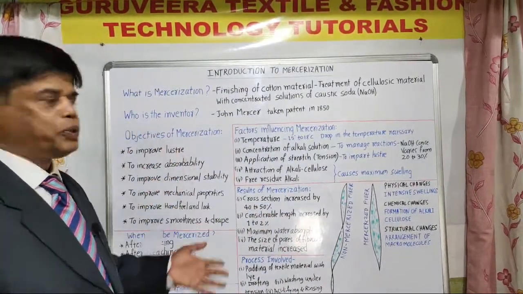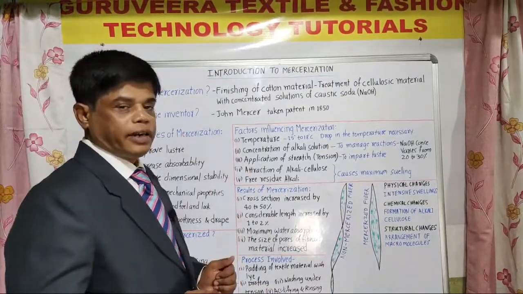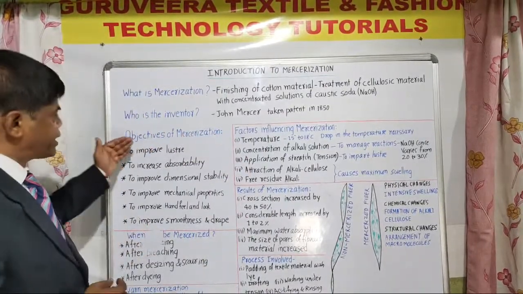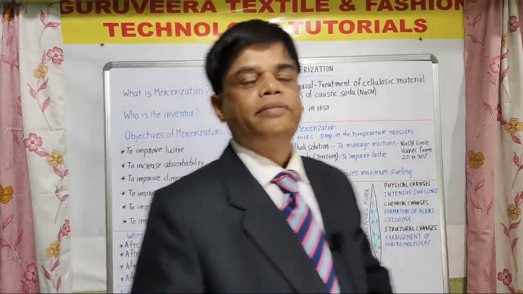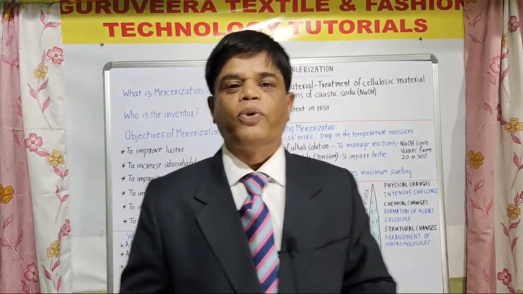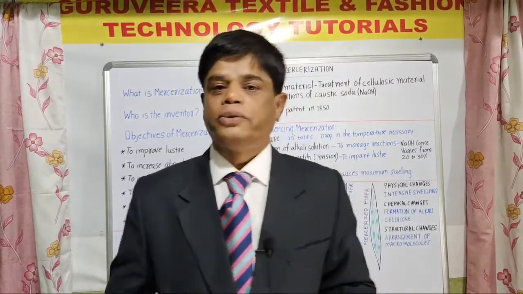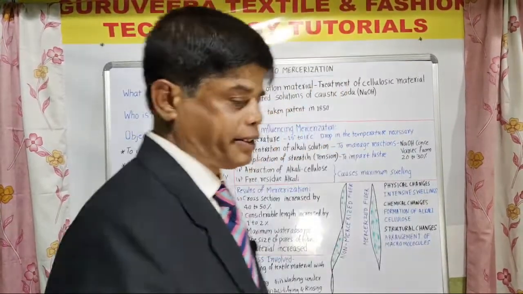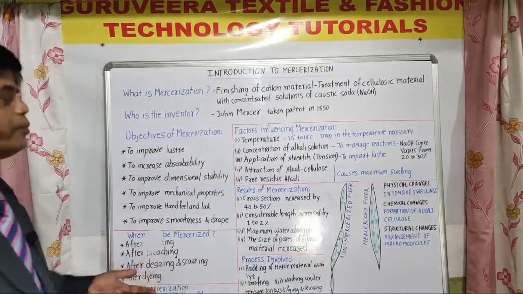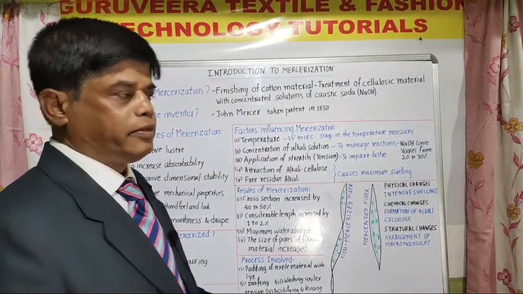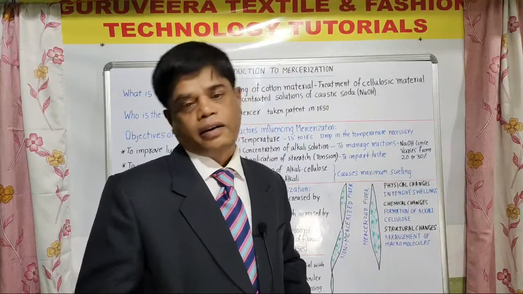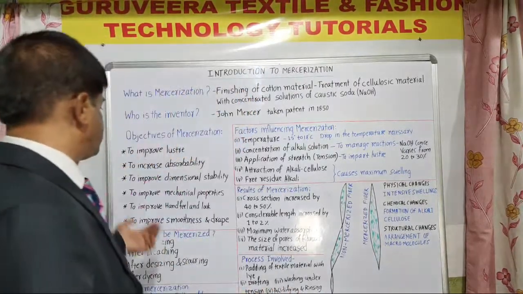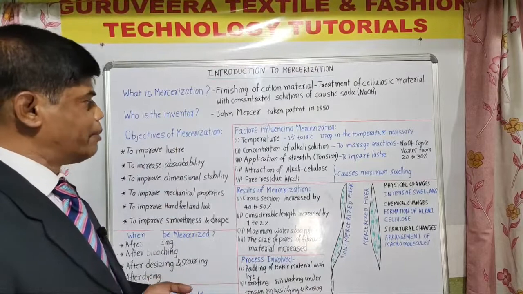Now, hope you have understood what mercerization is. Correct? Now, objectives of mercerization. Now we will study like elementary education. What are the objectives of mercerization? One is to improve the luster. I told you it gives luster to the fabric or yarn. The second one is to increase absorbability.